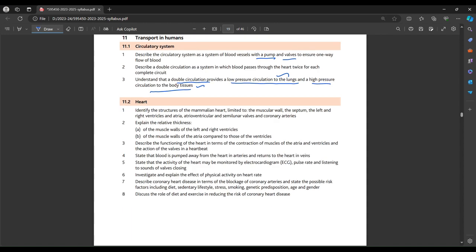Why high pressure circulation to the body tissue? Because it has to pump blood with great pressure to the distant regions of the body. Distant region, this is the most important point. Whereas why is it a low pressure circulation to the lungs? For efficient gaseous exchange, number 1 point. And for the second point you could write: because the lungs lie close to the heart.